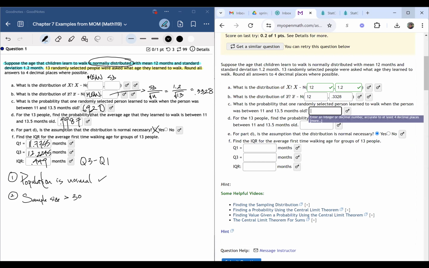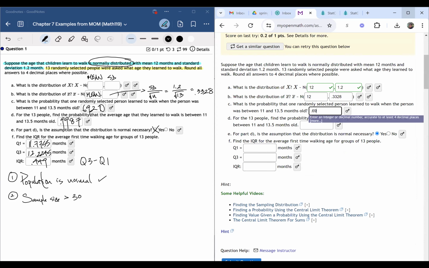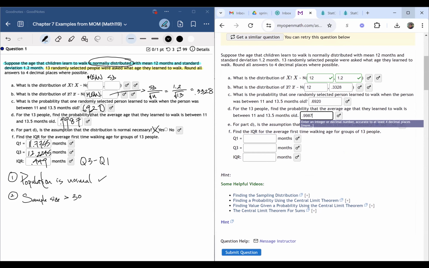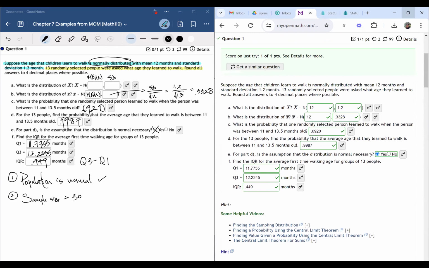Okay. Now I'm going to type these answers into MyOpenMath just to make sure that we've done everything correctly. We get 0.6920. We have 0.9987. We've got 11.7755. We've got 12.2245 and an IQR of 0.449. All right, let's submit our question. Everything looks great.